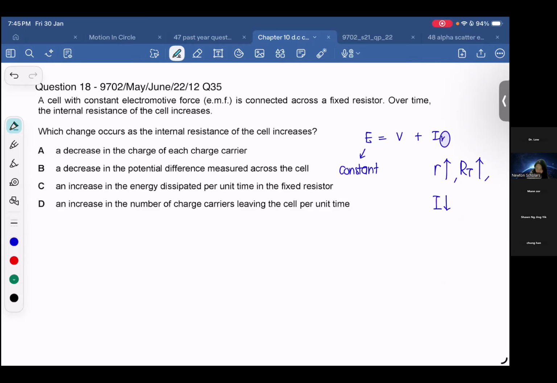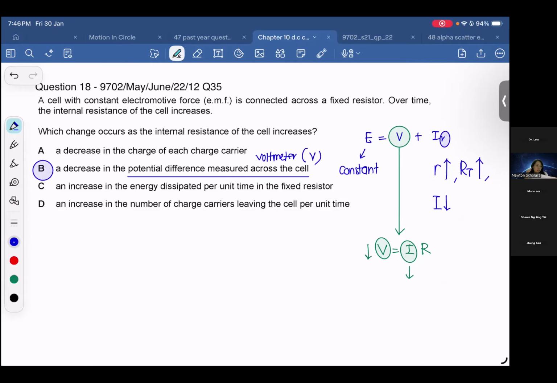So this one, V, voltmeter reading. The voltmeter reading is V equals I times R. So this part is decreased, so the voltmeter reading should be decreased. The answer for this question should be B: a decrease in potential difference measured across the cell. This one is the voltmeter reading, the capital V that we measure. So is that clear? Is it okay? Okay, good job.